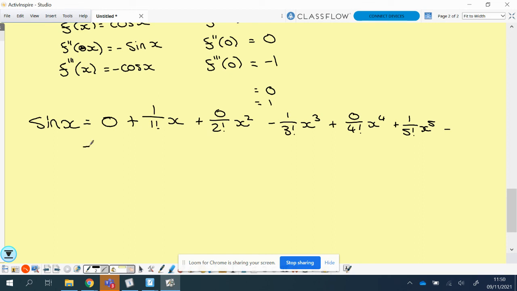Okay, so we can tidy that up. 1 over 1 factorial is just x. Then I'm going to get minus a third, sorry, not a third, a sixth. 3 factorial is 6, so x cubed over 6. Then the next term would be 1 over 5 factorial. What's 5 factorial? Is it 120? Yep. So 1 over 120 x to the power 5. Then we know the next term would be negative, and it would be 1 over 7 factorial x to the 7, and you could actually work out that value.